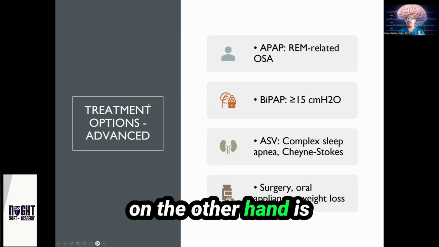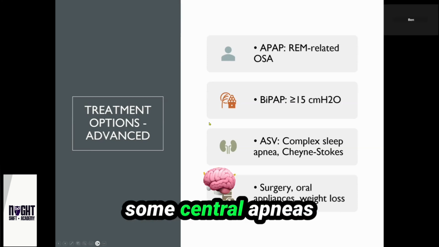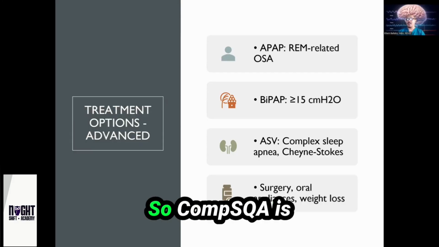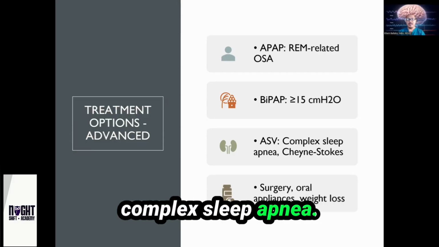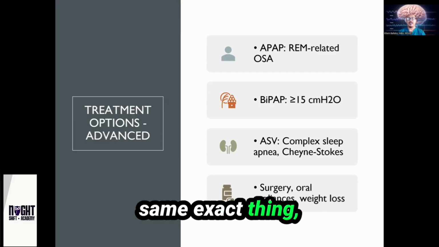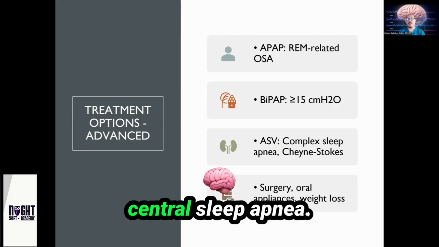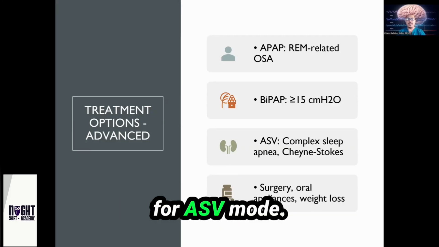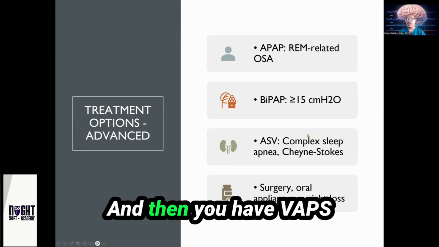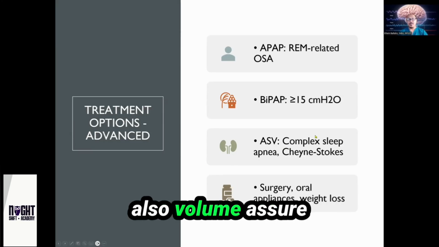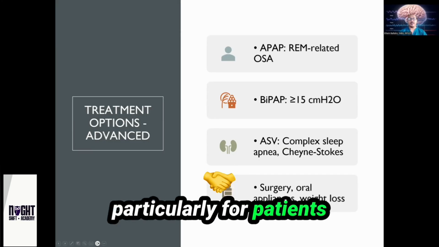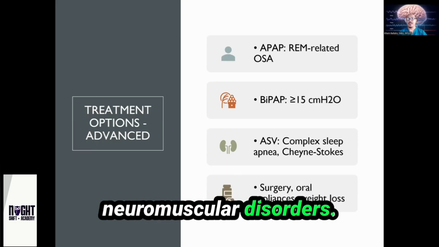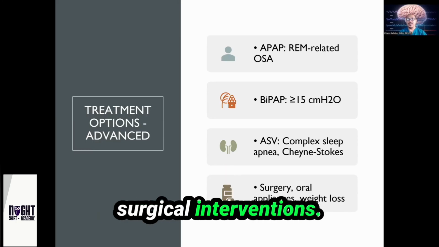ASV, on the other hand, is when the patient is having some central apneas, Cheyne-Stokes respiration, and/or TECSA or CompSA. CompSA is complex sleep apnea. TECSA is the same thing, but it's treatment-emergent central sleep apnea. This is particularly for ASV mode. And then you have VAPS also, volume assured pressure support, particularly for patients suffering from hypoventilation or neuromuscular disorders.